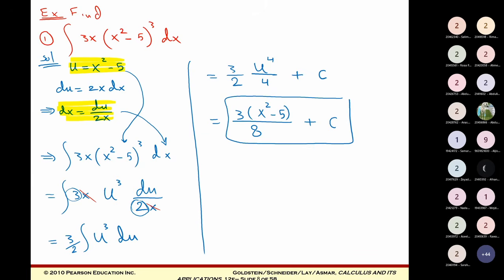So we need to put u, find du, replace the two things in the integration, so convert it to an easy integration. After that we have u, so replace u with respect to x. Okay, any question?